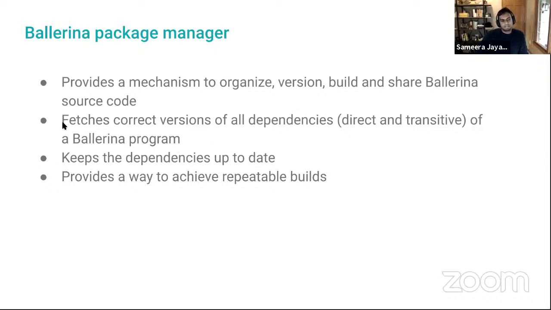Another interesting fact about Ballerina is you don't have to specify versions even to start. Let's say you found some source code somewhere in a tutorial or on the internet. You can copy that source code into a Ballerina program. We just need to do bal build. The Ballerina package manager figures out the correct versions of all your dependencies and downloads and uses them. We'll see that. Then it also keeps the dependencies up to date. We have a couple of slides on that as well.